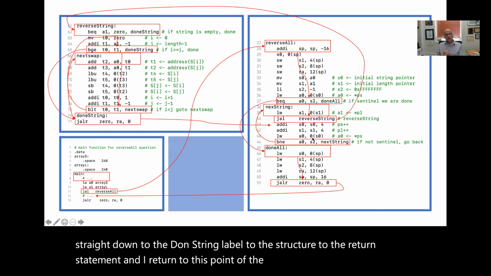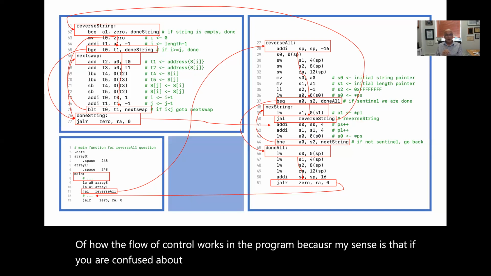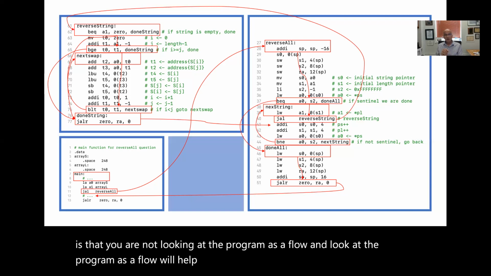So I wanted to give you this brief explanation of how the flow of control works in the program, because my sense is that if you're confused about labels, the problem is not the labels. The problem is that you are not looking at the program as a flow. And looking at the program as a flow will help you understand what's going on with the branches and the labels.